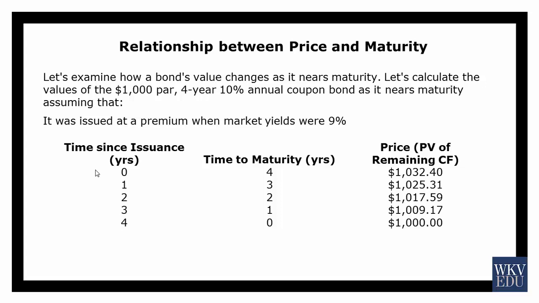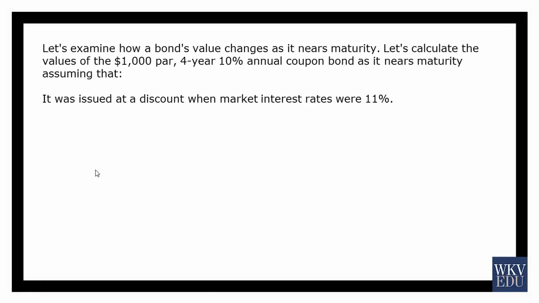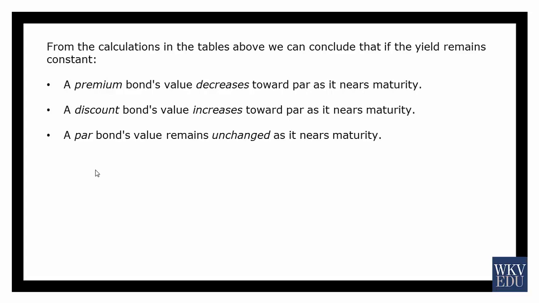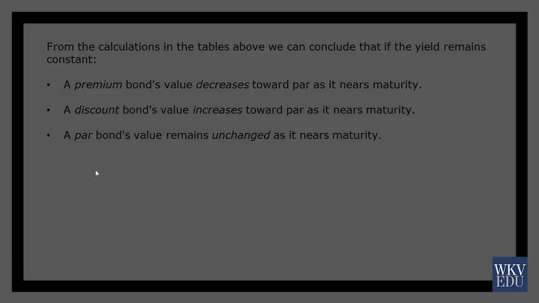Clearly, as the time to maturity comes down, the price or the value of the bond falls. It falls from premium to par. Now, if the market rates were 11%, as the maturity nears, the value of the bond increases towards the face value. From these calculations in the table, it is clear that the premium bond's value decreases towards par as it nears maturity. For a discount bond, it increases towards par as it nears maturity, and for par value bonds, the value remains unchanged.